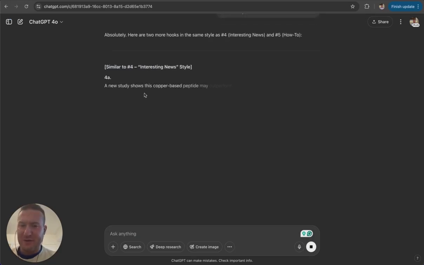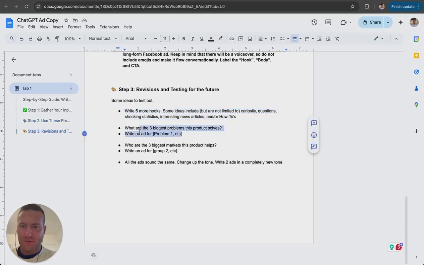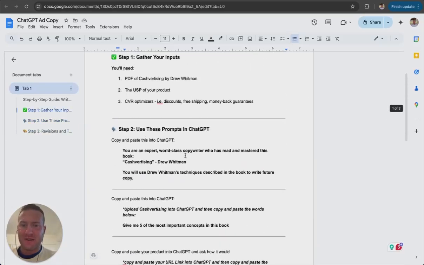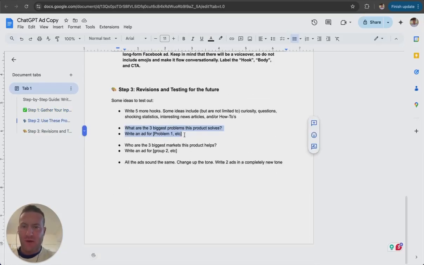All right, and then you can just keep doing this. You can just keep having it write more and more headlines. Some other things that you can do, right? We had it earlier ask us what is the biggest problem that this product solves. Well, now ask for the 3 biggest problems, and then write an ad for problem 1, write an ad for problem 2, write it for problem 3. Who are the 3 biggest markets this product helps? Write an ad for 1, write an ad for 2.